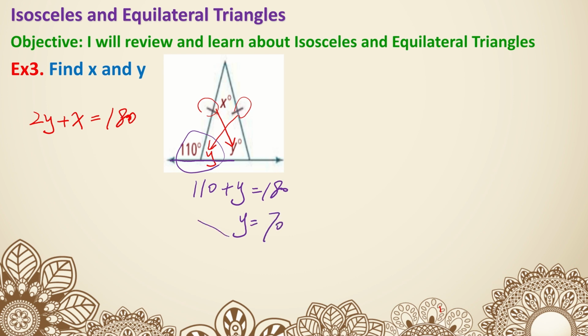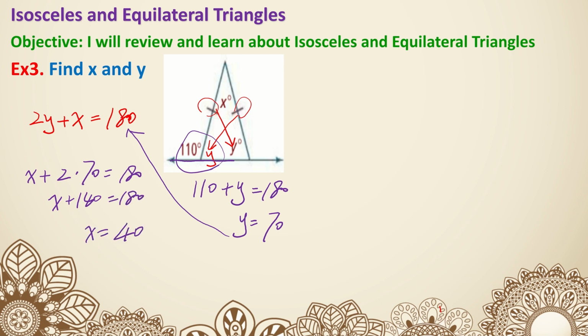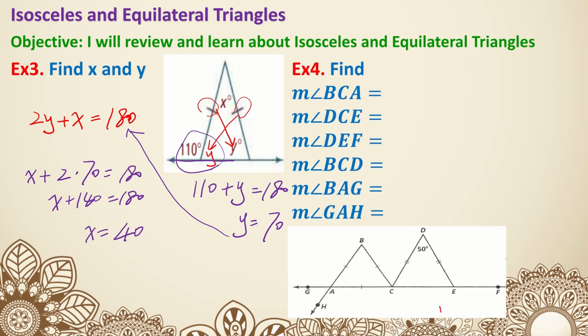And in that case, that's going to change my equation a bit. x plus 2 times 70 equals 180. x plus 140 equals 180. So my x is going to be just 40. That is example 3. Moving on, example 4.